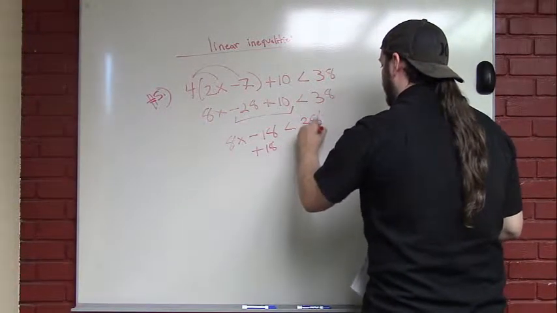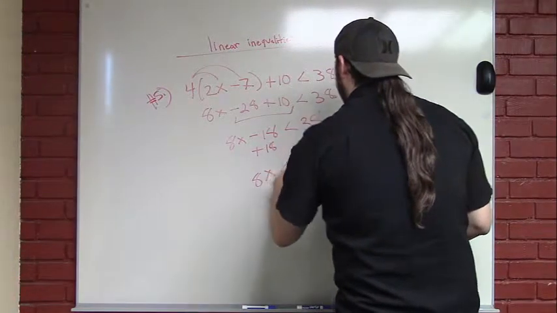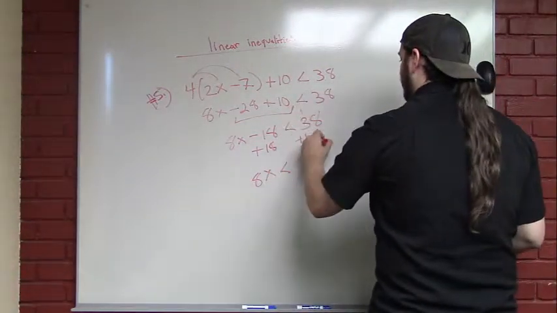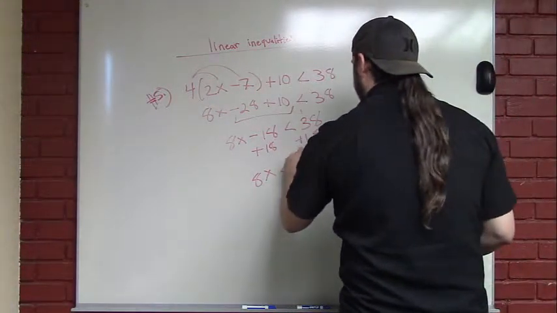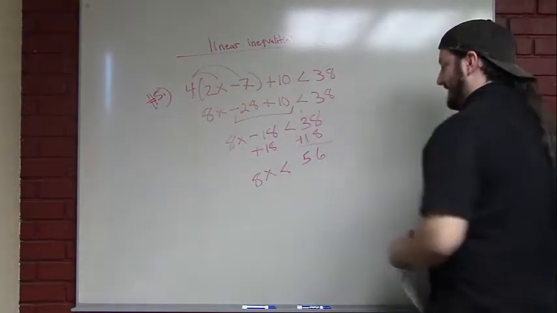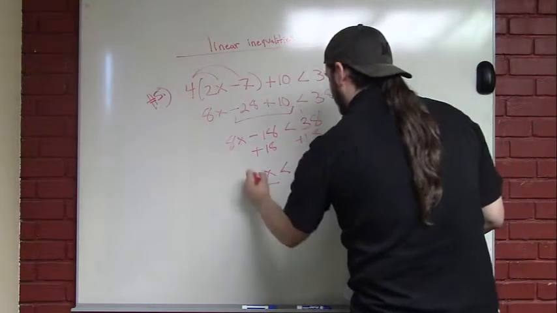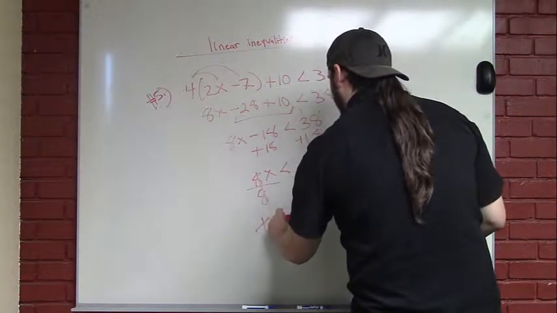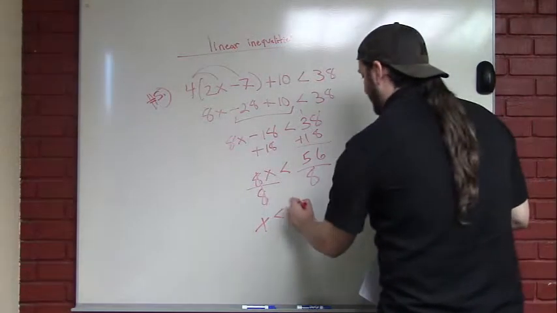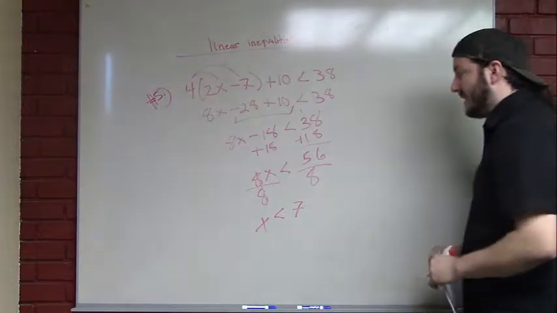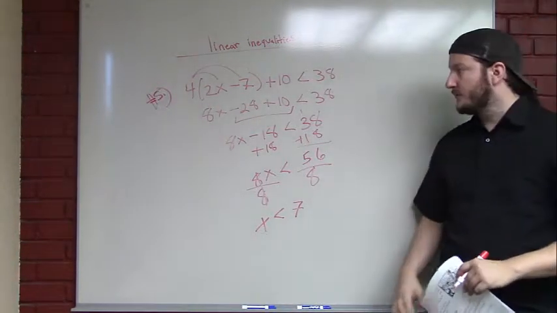Line that up a little bit better. Plus the 18. So we have 8x is less than 56. 8x is less than 56. Divide both sides by 8. We're almost done. x is less than, how many times does 8 go into 56? 7 times. Okay? So this is just basic arithmetic.